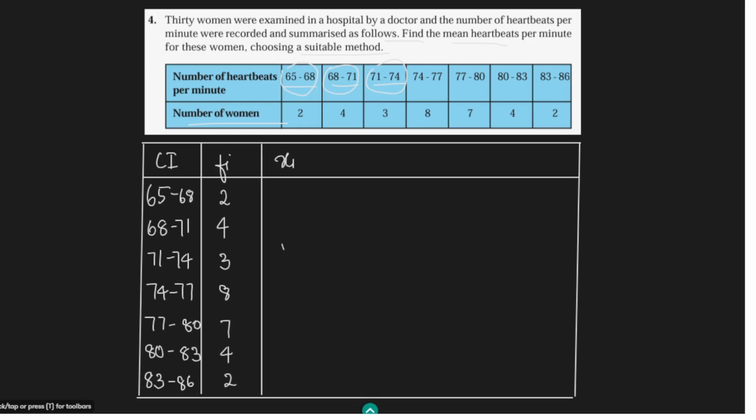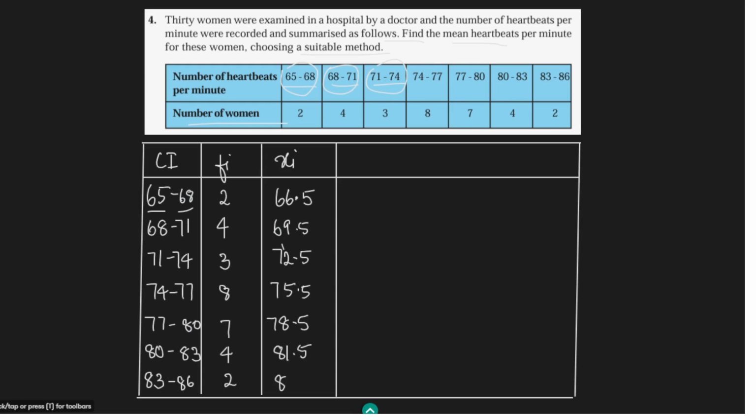The next one is for xi, the class marks. The class mark can be found by adding the upper limit and the lower limit, and we have to divide it by 2. So we get 66.5, then 69.5, this is 72.5, 75.5, 78.5, then it is 81.5, and this is 84.5.